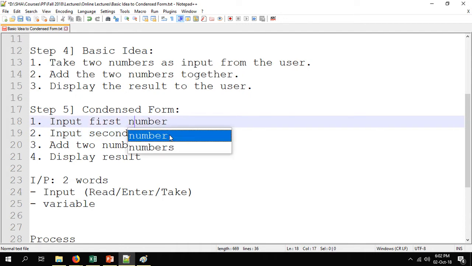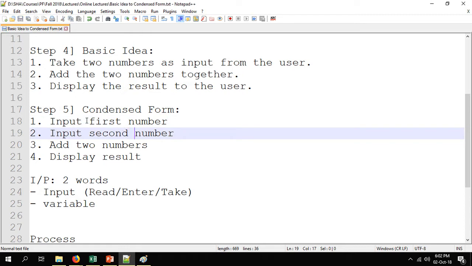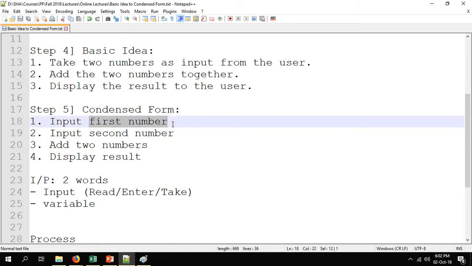There's another technique. For example, let me just undo this. If these were two words, we need to make a valid variable name. Another approach is to remove the space and change the case of the second word to uppercase. The reason is, since we have removed the spaces, as a human being it becomes difficult to read where the second word starts. So the first word should always be in small case, lower case, but every following word must start with a capital. So first number, we'll capitalize N.